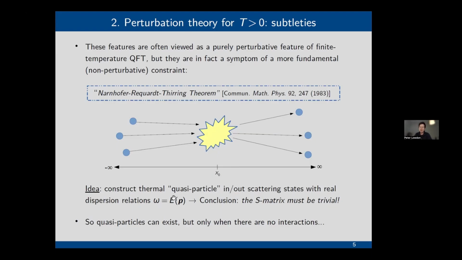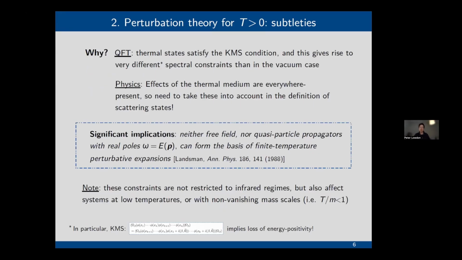So why is it? So this is certainly not true at zero temperature, because of course you scatter on-shell states with one another. That's how you do your perturbation theory. Why is that the case at finite temperature, that you can't have states with purely real dispersion relations?